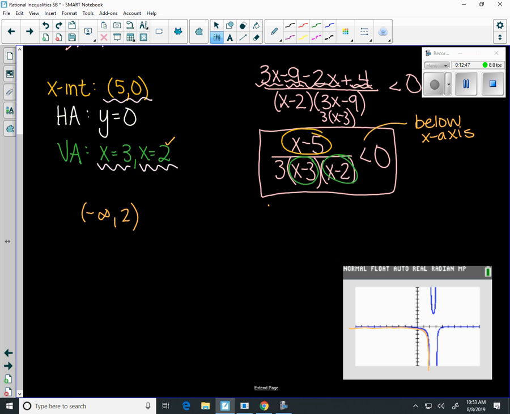From 2 to 3, we are above the x-axis. There's a little curve there that looks almost like a parabola. From 3 to 5, we're below the x-axis as well. Again, we're just doing a strictly less than. So from 3 to 5, strictly less than, so even though that's a root, we're going to treat it like an open circle. And then on the other side of 5, it's a little hard to know what's going on. So you can use your calculator table.